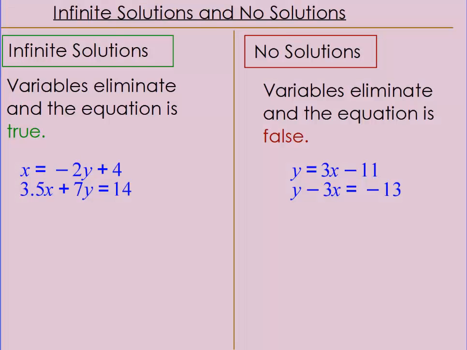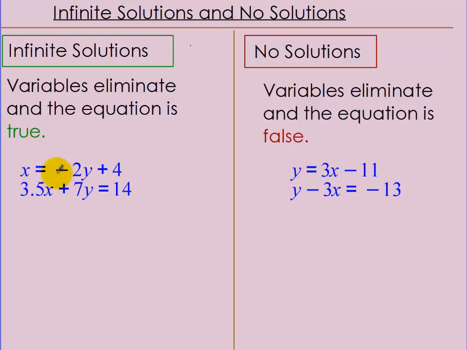Alright, there we do have cases, just like in graphing, where you have infinite or no solutions. But how can you tell? Because you're not graphing it, you don't have that picture of it crossing. Well, the way you can tell with the substitution method is for infinite solutions, when variables will eliminate and you'll have an equation that is true.